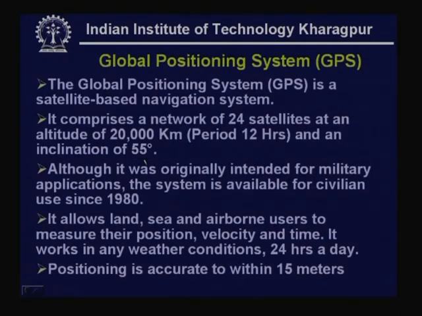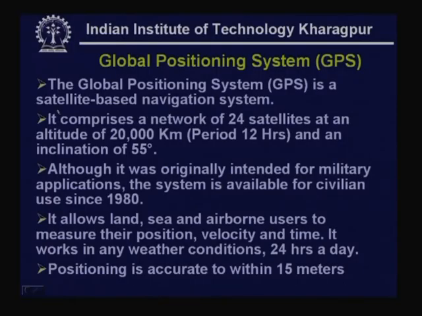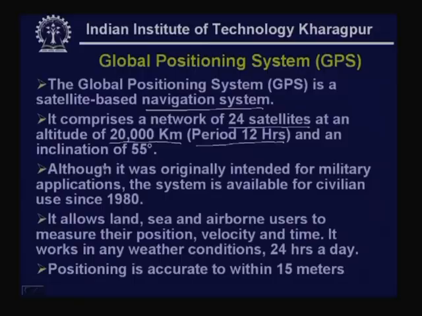And as I mentioned, the global positioning system or GPS is possibly one of the very popular satellite systems used nowadays, and this has been developed for a satellite based navigation system, and this comprises a network of 24 satellites at an altitude of 20,000 kilometer with a period of about 12 hours. That means twice in a day a particular satellite is visible from a particular location, and it has an inclination of 55 degree.